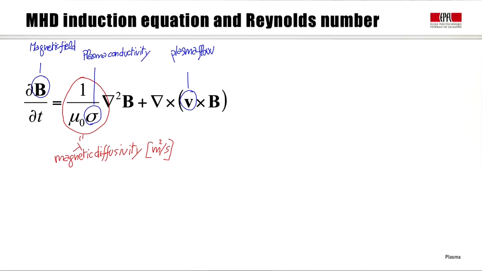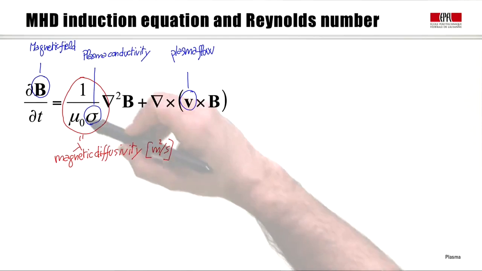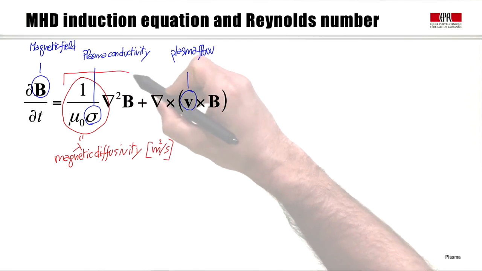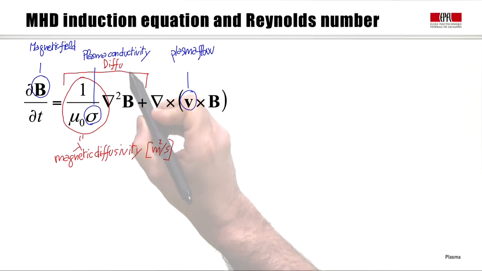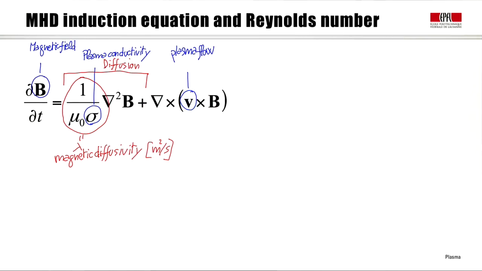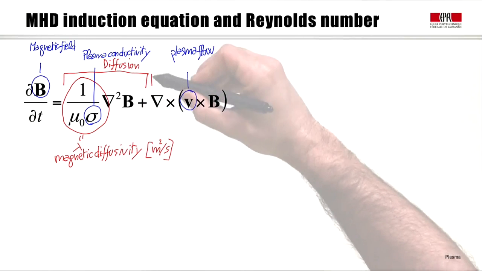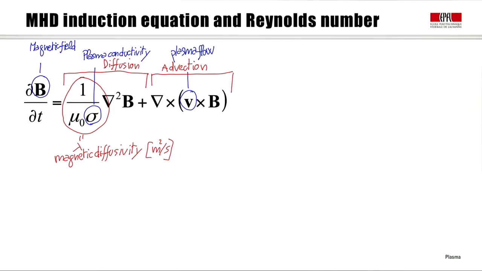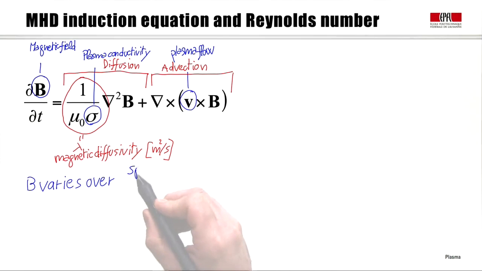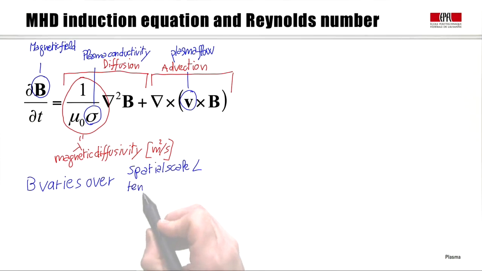If we know the plasma flow, the velocity v, this equation provides the evolution of the magnetic field under some initial conditions. We can identify two contributions to the variation of the magnetic field. The first term describes a diffusion process which is produced by the conductivity of the plasma. The second term is a convection term and is produced by the bulk plasma motion with velocity v. Let's assume that B varies over spatial scale L and temporal scale tau.